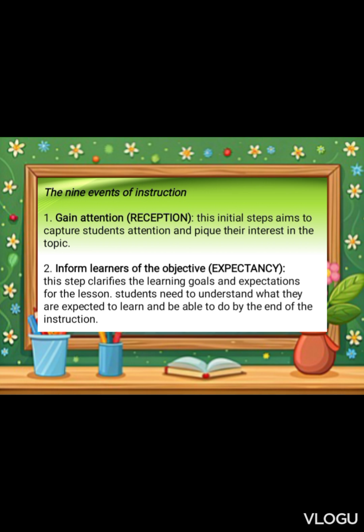Number 2, inform learners of the objectives or the expectancy. This step clarifies the learning goals and expectations for the lesson. Students need to understand what they are expected to learn and be able to do by the end of the instruction. State the objective clearly and concisely. Use SMART. Objectives must be aligned with the learner's interests or goals.